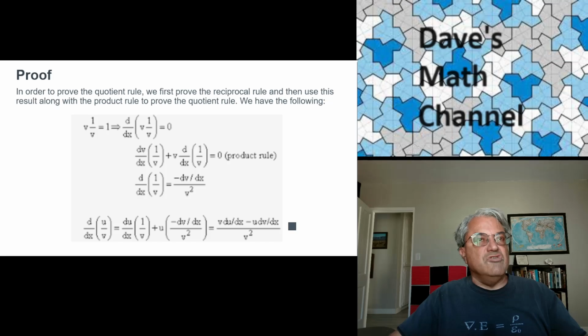Maybe I should have pointed this out earlier. A special case of the power rule says the derivative of 1 is 0. Remember, 1 is just x to the 0. And then using the power rule, that would be 0 times x to the minus 1. Well, the 0 makes it 0, because if you multiply anything by 0, you get 0.